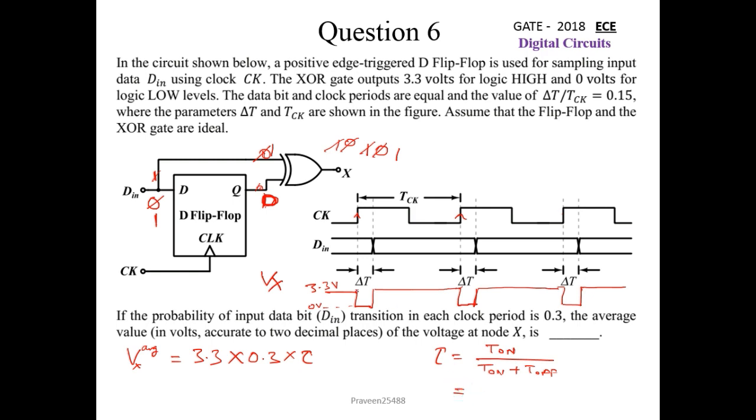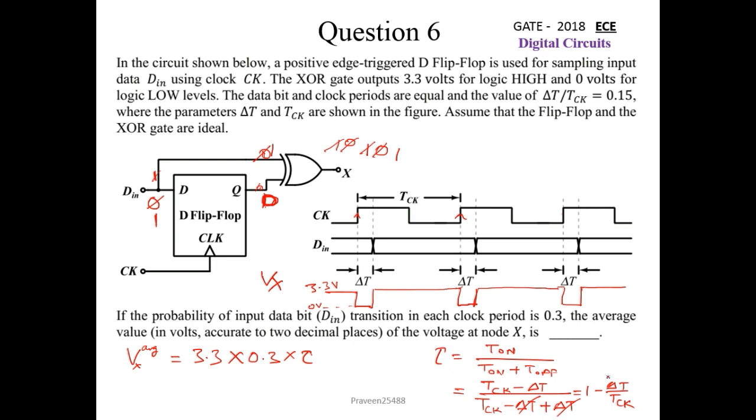So here we will calculate this on time as total t clock minus del t. So it would be t ck minus del t upon t on, which is t ck minus del t, plus the off time, which is equal to del t. So del t would be cancelled out, and we can write it as 1 minus del t upon t ck. Del t upon t ck is given as 0.15.